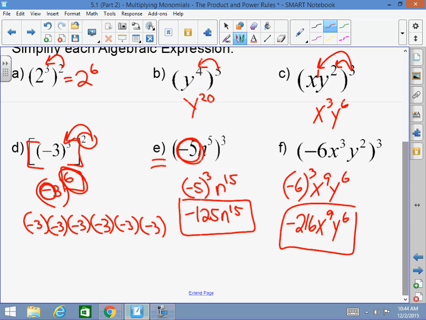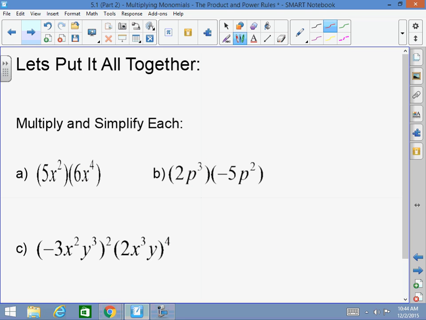Now we're going to put it all together. We good? May I continue? All right. Let's do it. Let's put it all together, guys. Let's multiply and simplify each. Okay. And then we're done. So in this particular case, let's see what I got here. Go numbers with numbers first, then variables with variables second.